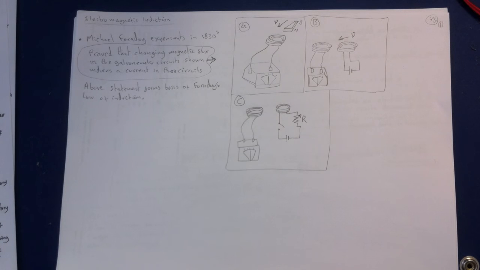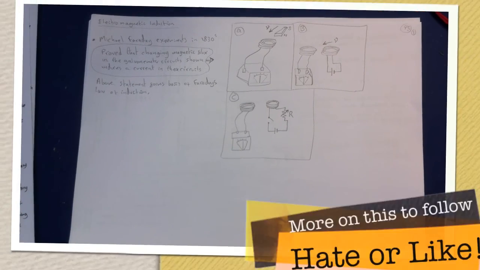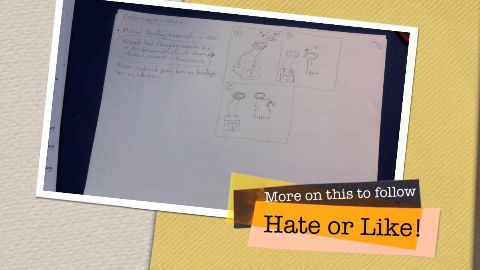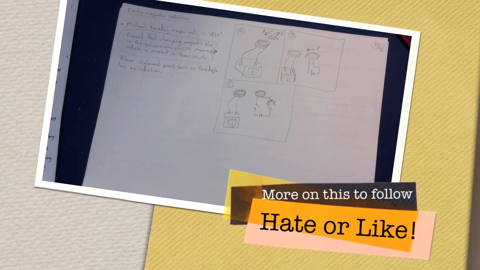All these arrangements have one thing in common, which we'll explain in detail later on: changing magnetic flux in the galvanometer circuit, from whatever cause, induces a current in that circuit. This statement forms the basis of Faraday's law of induction.